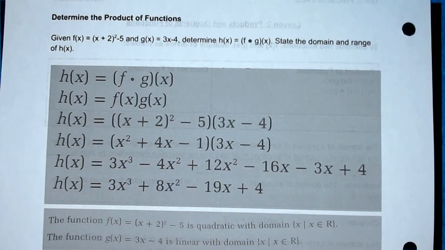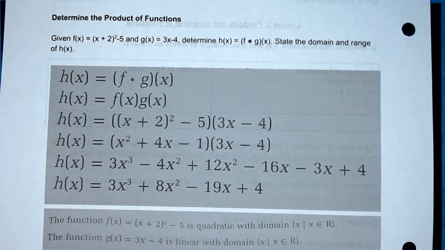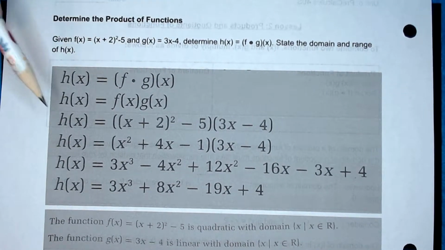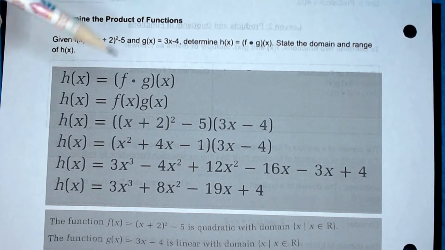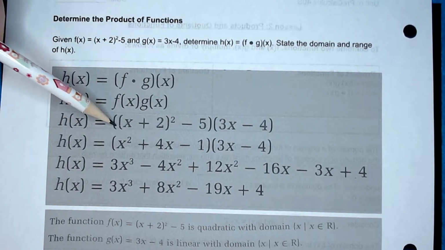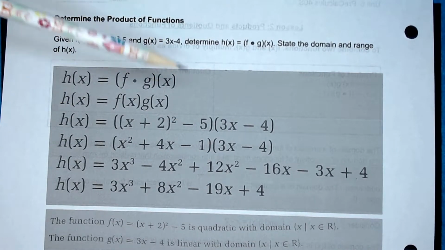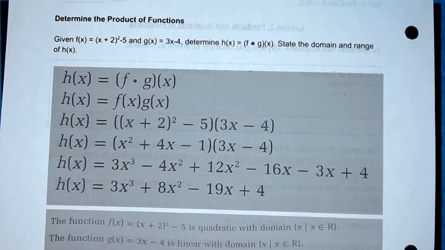The next part, determine the product of functions. So if you're given f of x and g of x, all you're going to do is multiply them together. You just need to remember some of your rules for BEDMAS or order of operations, and then at the end combine like terms. So if we have h of x is equal to f times g of x, wherever you have f of x, you just fill that formula in, x plus 2 squared minus 5, and then g of x is 3x minus 4.